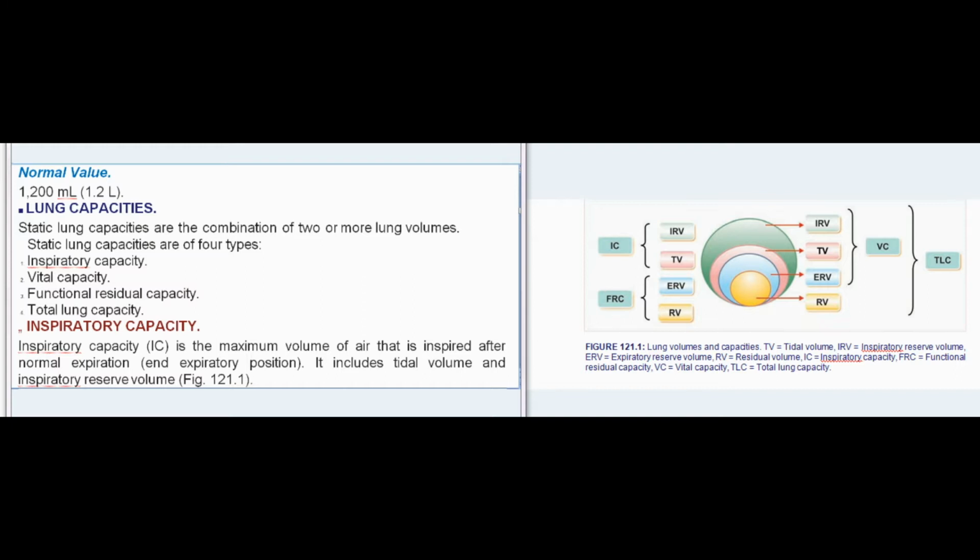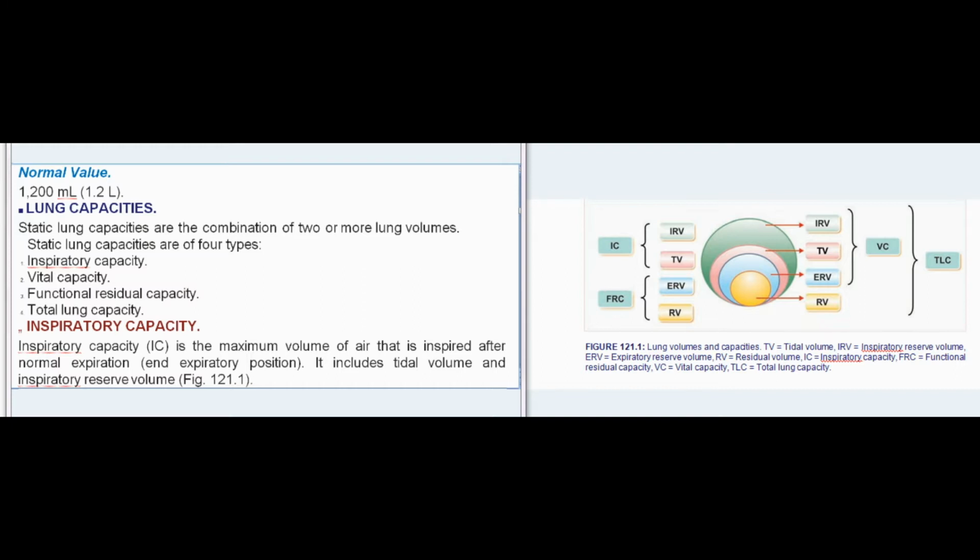Lung capacities. Static lung capacities are the combination of two or more lung volumes. Static lung capacities are of four types: inspiratory capacity, vital capacity, functional residual capacity, total lung capacity.